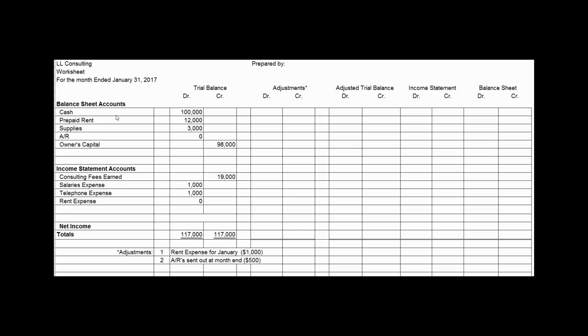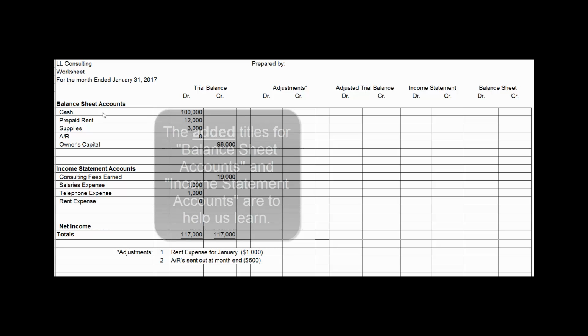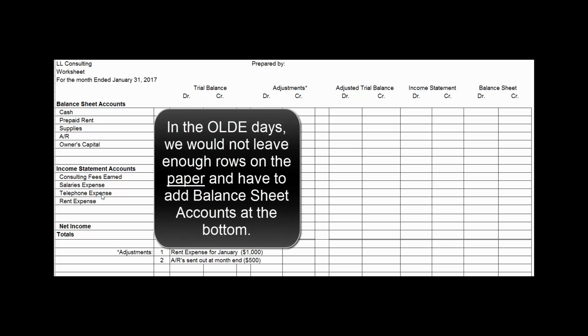Now, to help us see what's going on, I've put titles up here: balance sheet accounts and income statement accounts. In real life, you probably would just have a bunch of accounts listed, and they would be listed in that order: the balance sheet accounts at the top and the income statement accounts at the bottom. Then what would happen to us in the old days when we did this on paper is we would forget to leave enough rows up here, and we'd get to a certain adjusting entry and we'd have to add a balance sheet account down here.